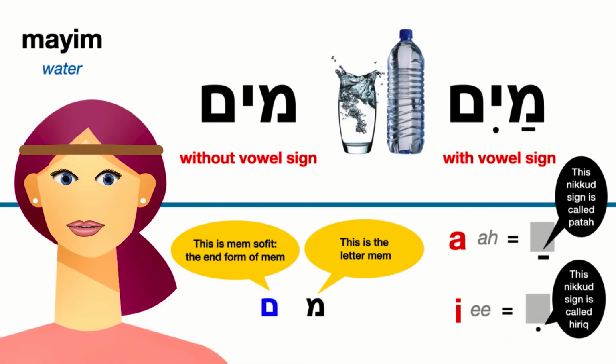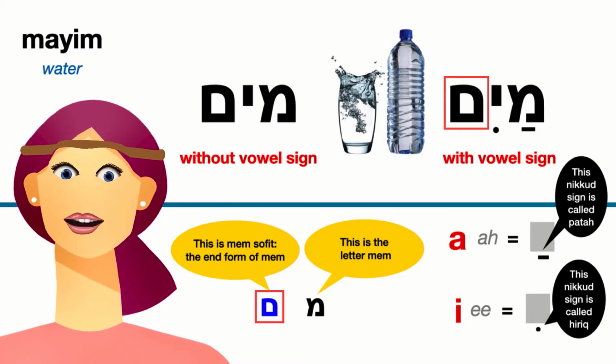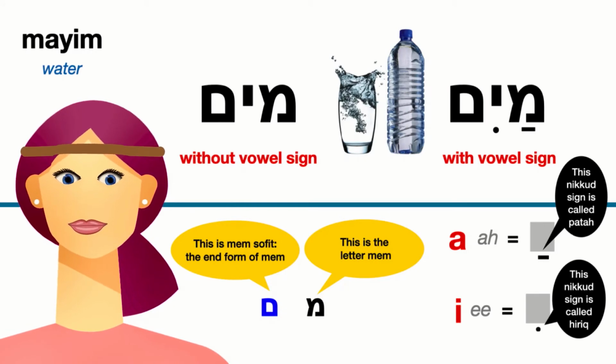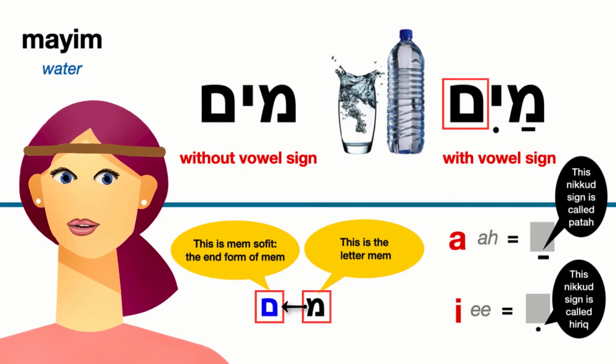Now, let's look at the nikud signs. Under the first mem is the nikud sign for the vowel a, and under the yod is the nikud sign for the vowel e. A dot at the bottom of a letter is called chirik. This dot tells us to pronounce e, as in the e of igloo. So, we have a ma, then a ye, then an m sound. So we say mayim. And remember, mem has a sofit form, so we write the mem sofit when the m is the last letter of a word.